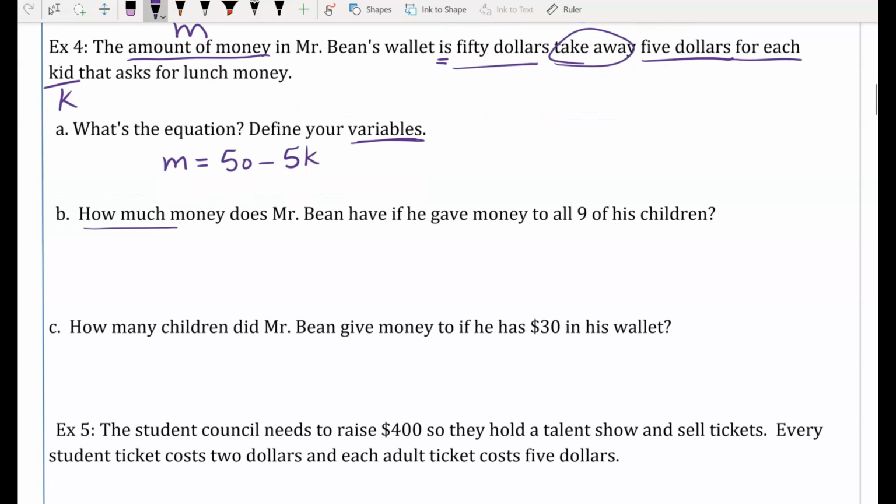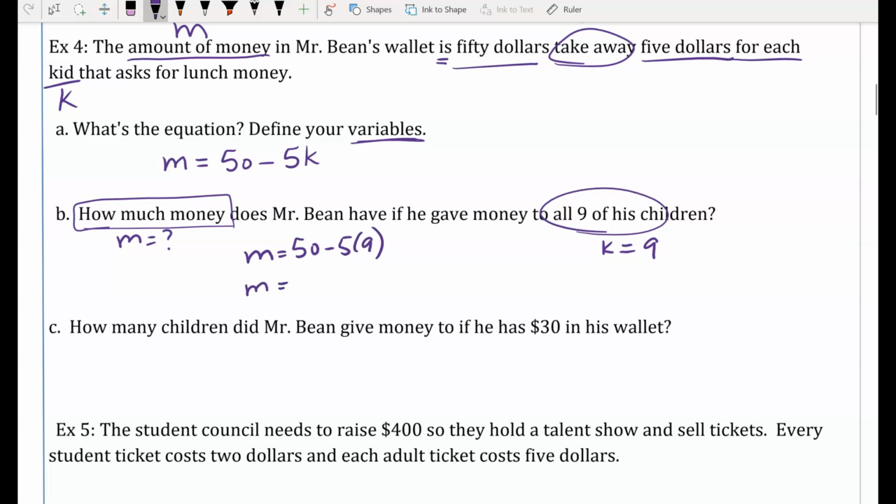So on part B, it asks us how much money does Mr. Bean have in his wallet if he gave money to all 9 of his children. So we're looking for how much money. That's our M. And we know that K is equal to 9. So let's substitute into our equation. M is equal to 50 minus 5 times 9. We're going to do that multiplication before we do the subtraction. So we'll do 50 minus 5 times 9 is 45. Then when we subtract, we get 5. If we put units on that, we will say he has $5 in his wallet.